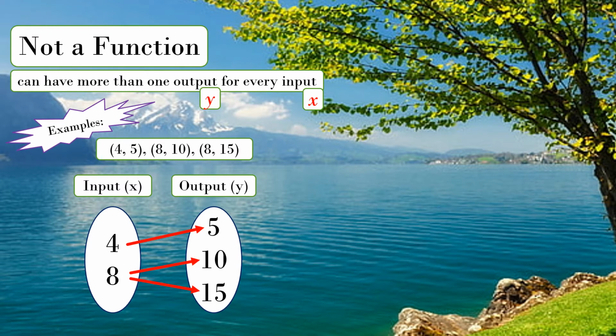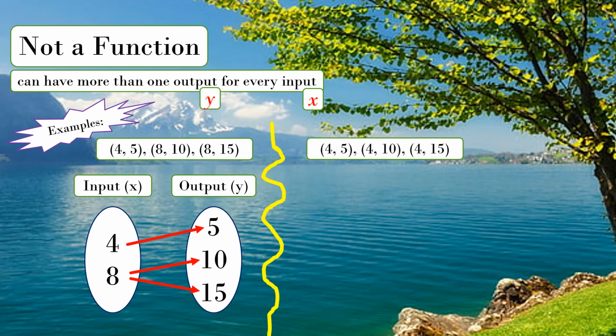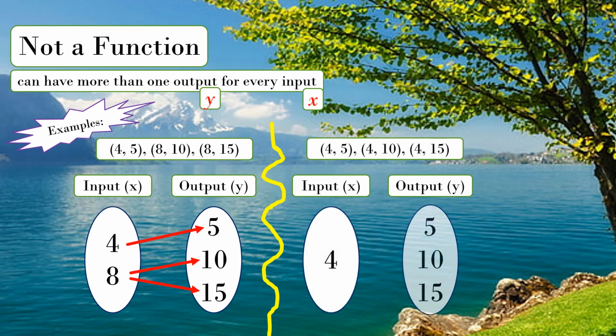Let us see another example. A set of ordered pairs, separate input from the output, there, connect 4 to 5, 4 to 10, 4 to 15. So you see, one input has more than one value of output. So these examples show that a relation is not a function. Is it clear? Very good.